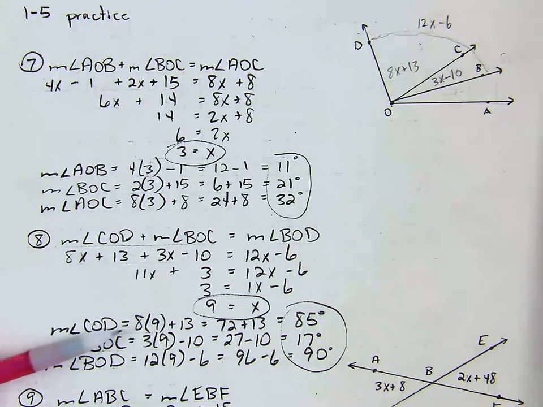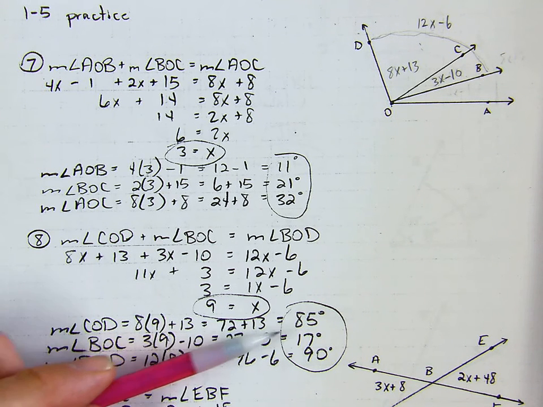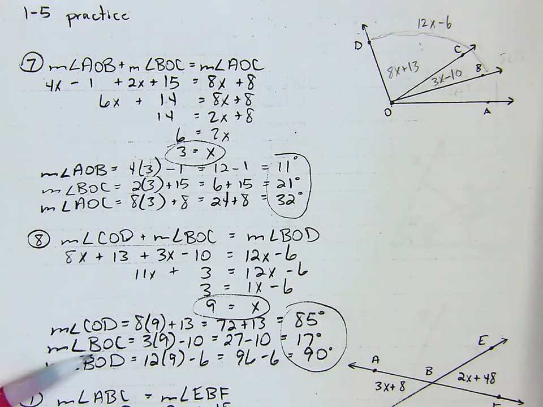Plug that back in for each angle. Measure of COD was 8 times x plus 13, or 8 times 9 plus 13. 72 plus 13 is 85. BOC, 3 times x minus 10. 3 times 9 is 27 minus 10 is 17. And the measure of BOD is 12 times x minus 6. 12 times 9 is 108, minus 6 is 102. So that's how I did that problem. So that was numbers 7 and 8. They used those two pictures, or that picture.